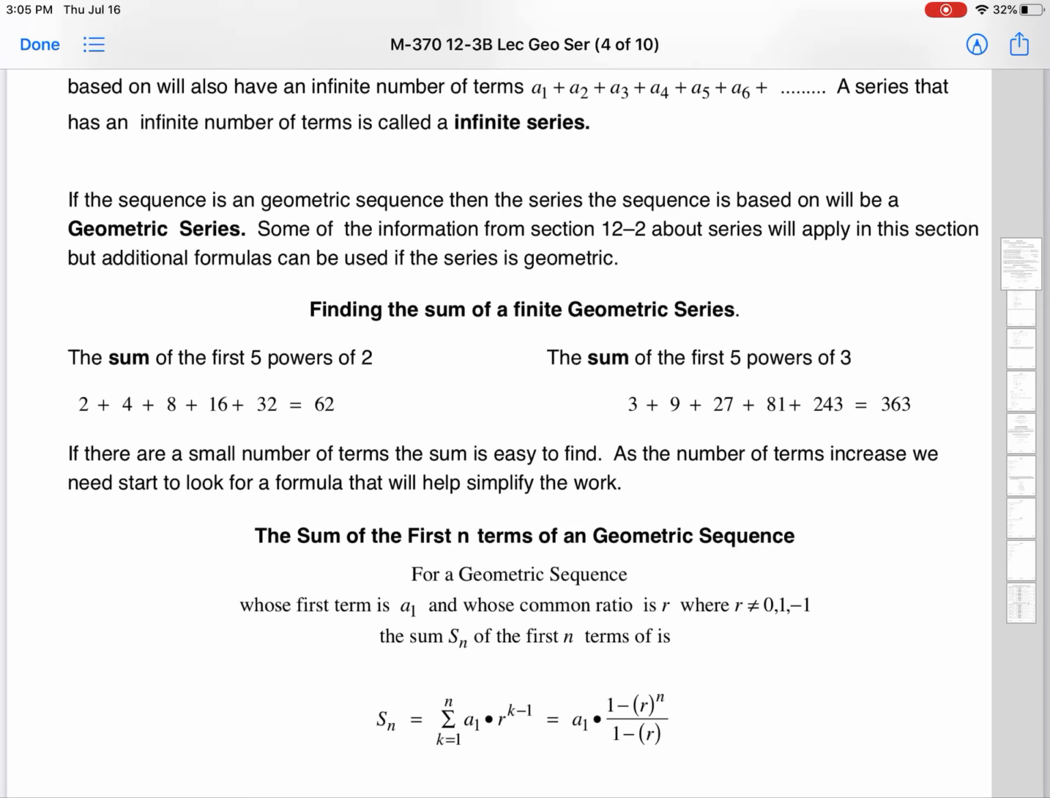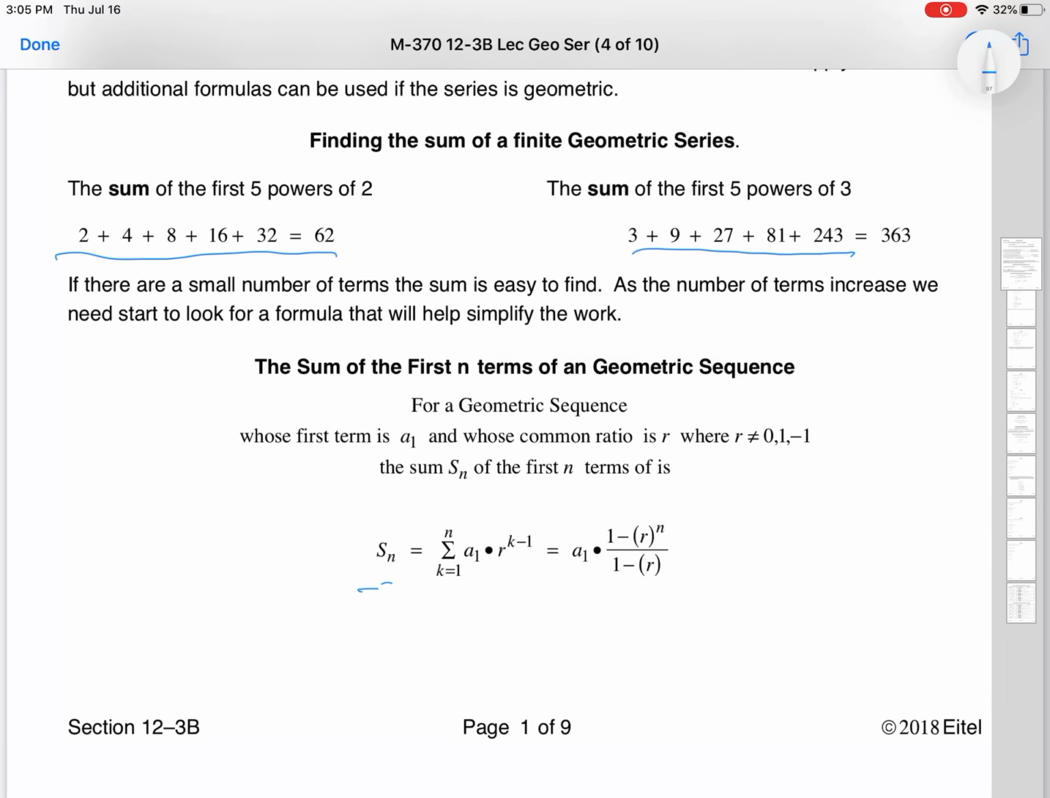So here's a geometric series where 2 is being multiplied every time, this very first one. And so we get a nice 62 as we add that. Here's the sum of the first 5 powers of 3. Notice 3 is being multiplied every time, for 363.